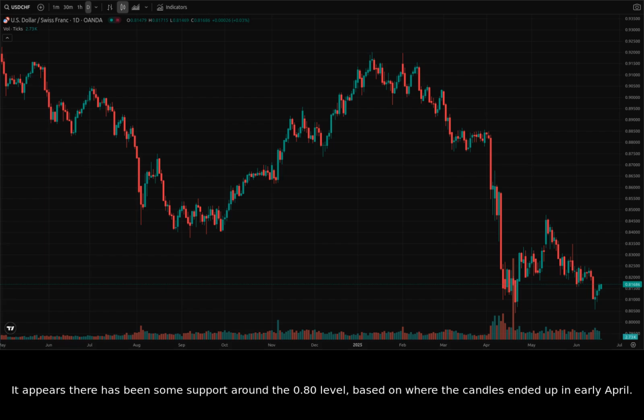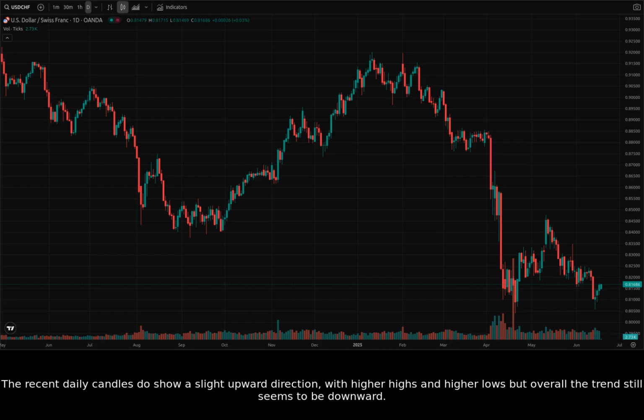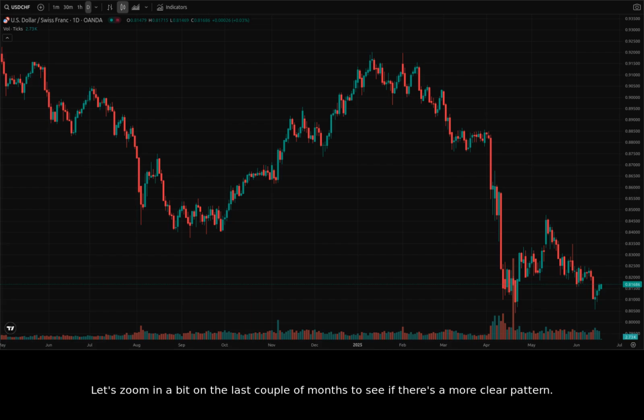It appears there has been some support around the 0.80 level, based on where the candles ended up in early April. The recent daily candles do show a slight upward direction, with higher highs and higher lows, but overall the trend still seems to be downward. Let's zoom in a bit on the last couple of months to see if there's a more clear pattern. This date range will also let us use the 1-hour chart data too, to take a closer look.